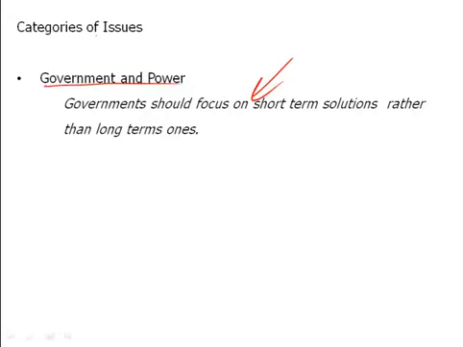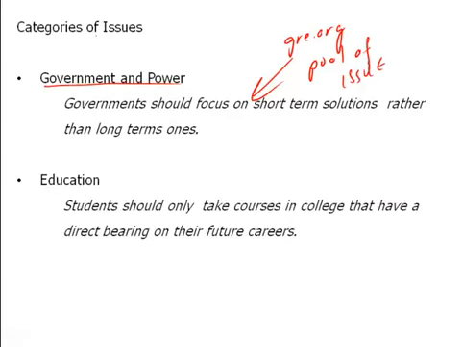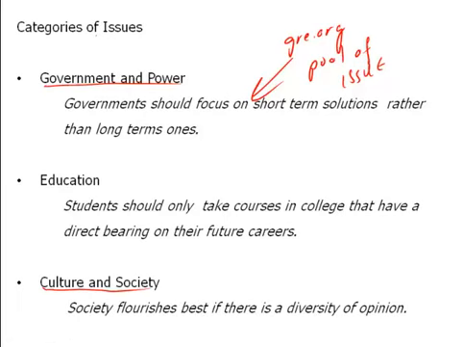To really see this, you can go to GRE.org, and there they will have a pool of issue tasks. And again, one you'll see is government and power. Another one you'll see is education. For instance, they could ask something like, students should only take courses in college that have a direct bearing on their future careers. Okay, fair enough. And something like culture and society. This one's very broad. Lots of stuff fits underneath here. Here, one possible example is society flourishes best if there is a diversity of opinion.